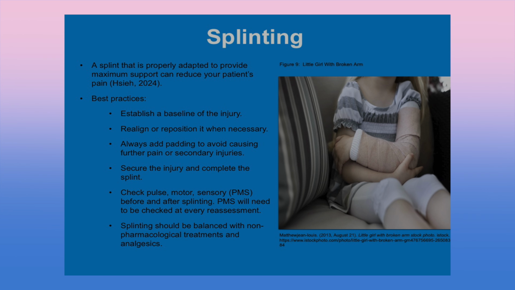And then after securing the splint, we need to make sure that we reassess pulse, motor, and sensation, and compare that to our initial baseline findings. This is going to help us ensure that the splint has not compromised the patient's circulation or nerve function. And we should continue this reassessment at regular intervals, anytime that we move the patient during transport, and if the patient begins to report increased pain, numbness, or tingling, for example.